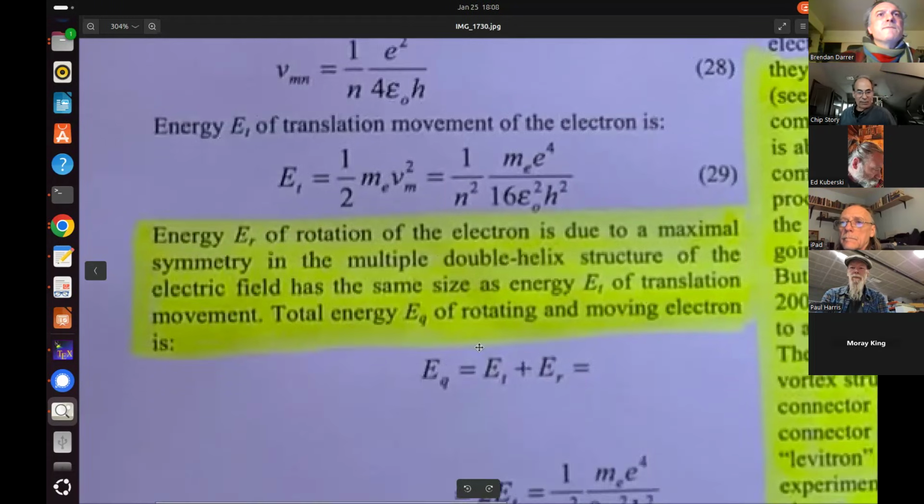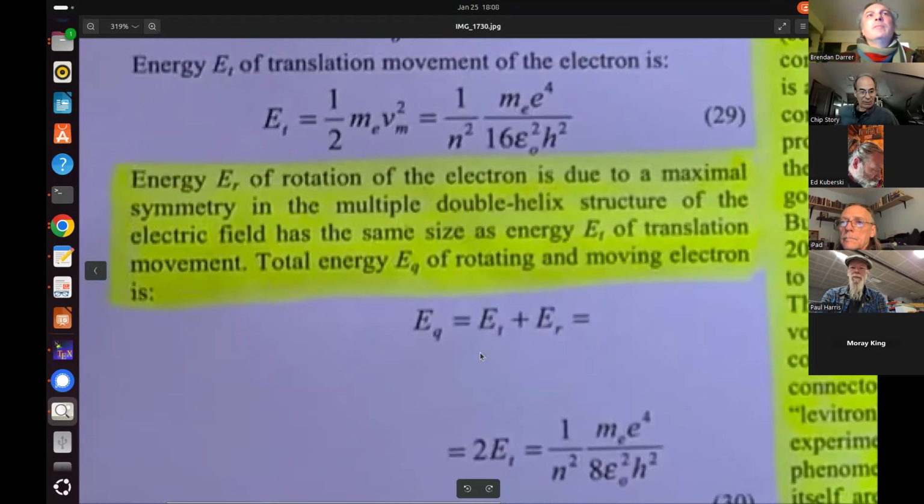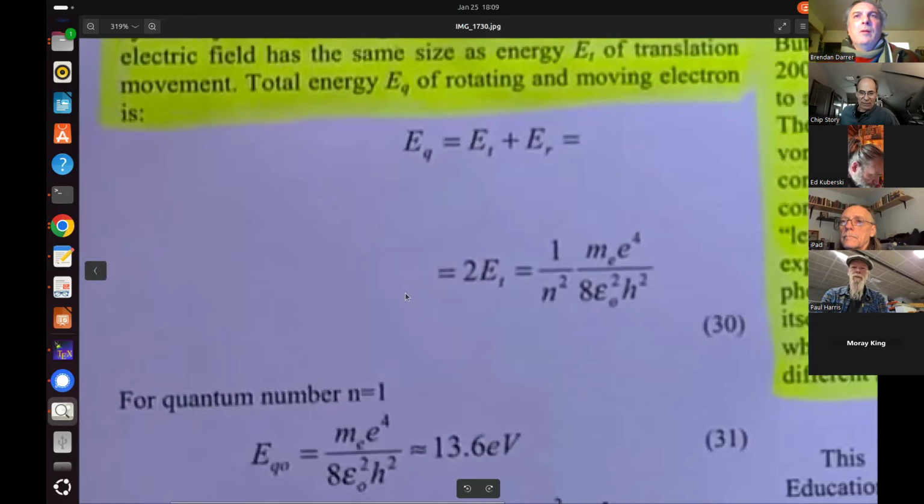Energy E sub r of rotation of the electron is due to a maximal symmetry in the multiple double helix structure of the electric field. Oh, DNA. It has the same size as energy E sub 1 of translational movement. All right, so let's reread that. The energy of rotation is equivalent to the translational movement with his equation. So it's balanced. Total energy E sub q of the rotating and moving electron is, all right, let's get a couple more equations there, adding translational and rotational together for total E sub q.